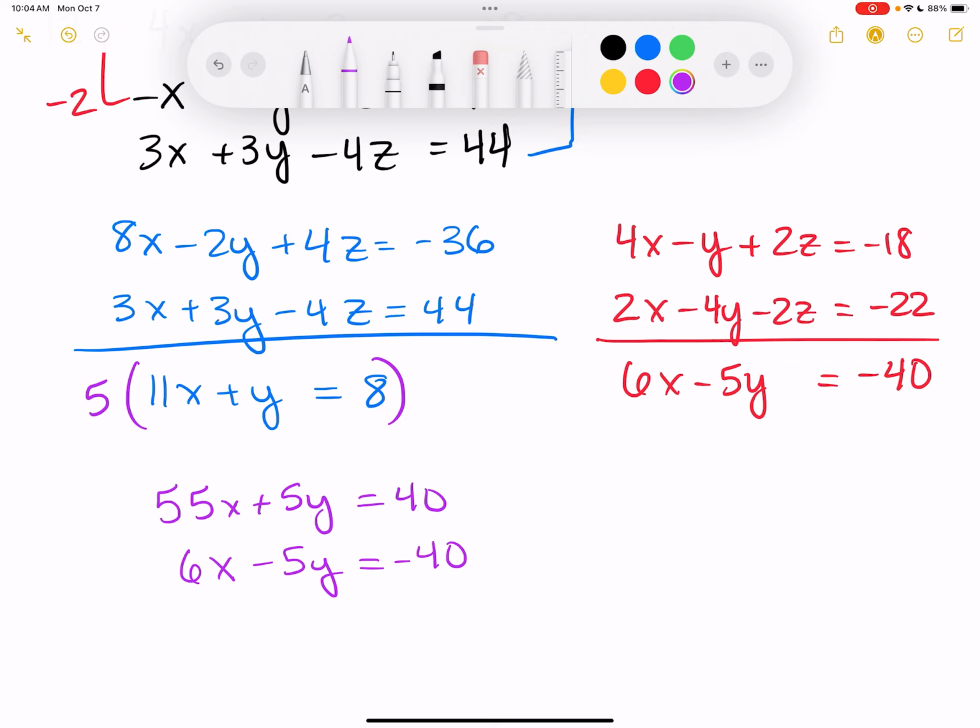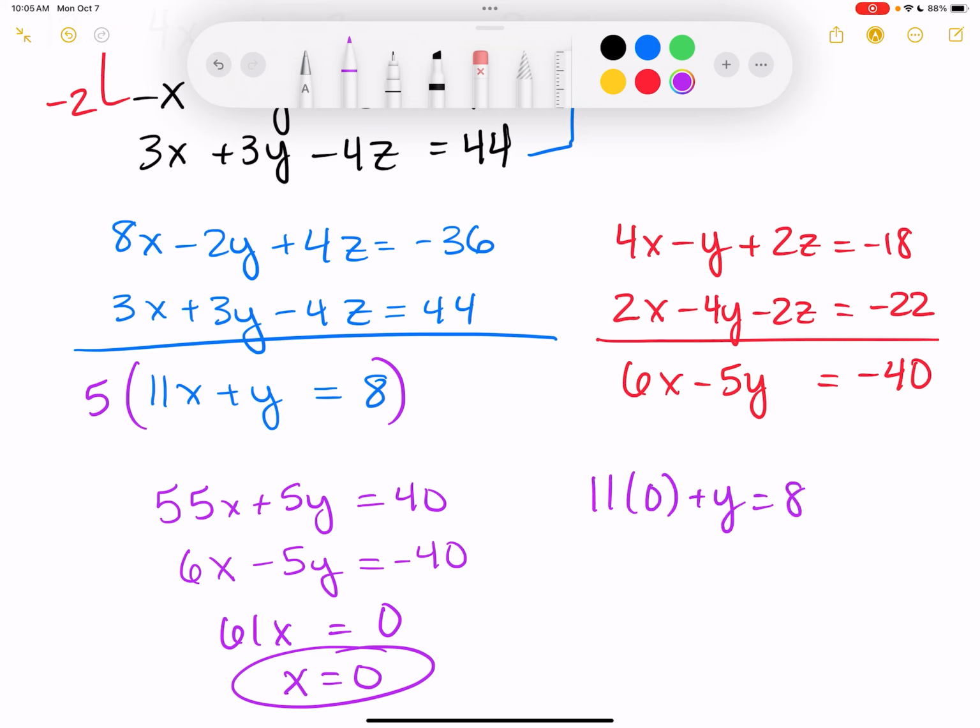So I get 61x equals 0, so x equals 0. Nice and easy. Plug this into, I would say, this original equation here. So 11 times 0 plus y equals 8. So y equals 8.